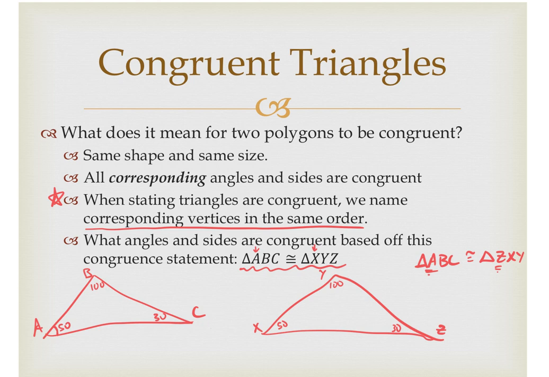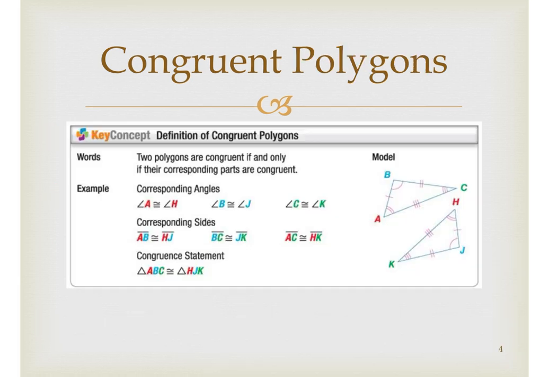Now what I hope you see in this is that the vertices have to match exactly. Corresponding angles have to line up in the name. It's very important because when I look at your work, I'm going to go off of your name. And if the name doesn't match what you're trying to say, then you haven't said it correctly. So always make sure that when you are naming triangles, you name the corresponding angles in the same order.